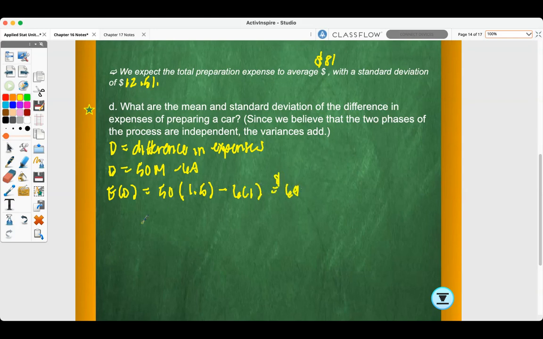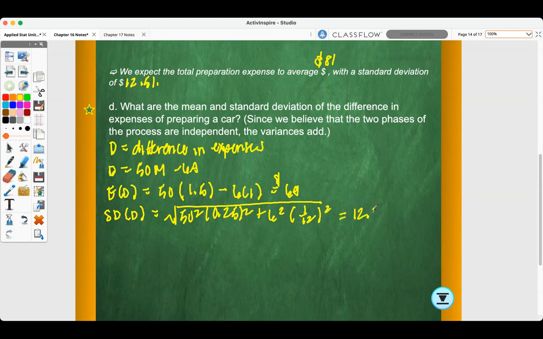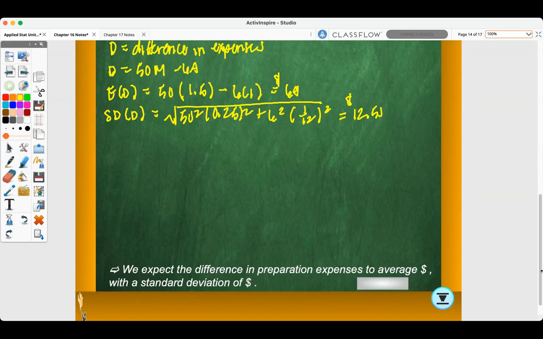So my expected D would be 50 times 1.5 minus 6 times 1, which would be $69. And my standard deviation of D would be the square root, and you can just go right into it. You don't have to find the variance every time. You can just go and do the work. It would be 50 squared times 0.5, or 25 squared, plus 6 squared times 1/12 squared. And again, we would get 12.51. That doesn't change. So we expect the difference in preparation expenses to average $69 with a standard deviation of $12.51.